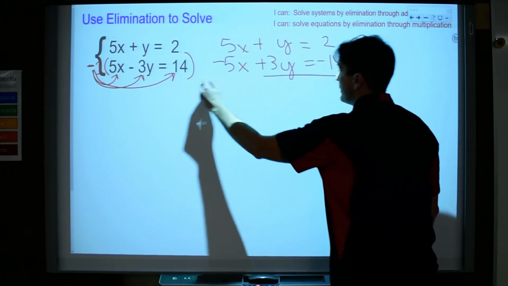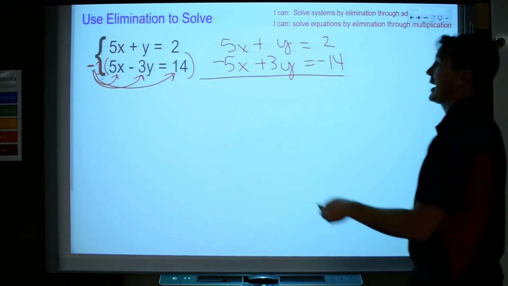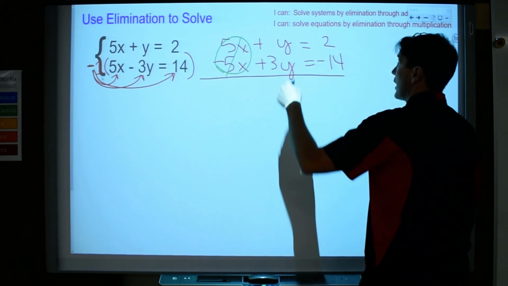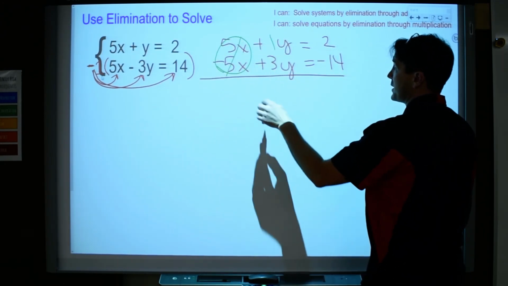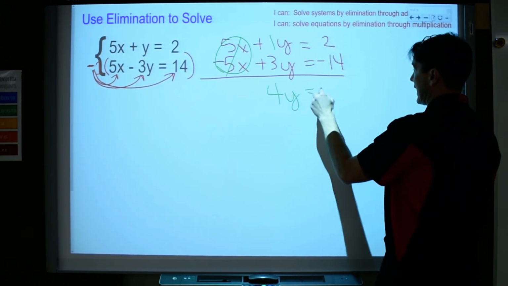And now I need to eliminate. So now that I've multiplied through by negative 1, I can eliminate. And I'm going to do that by adding 5x minus 5x. Hey, look at that. It eliminated. So I don't need to write it. 1y plus 3y is 4y. And 2 minus 14 is negative 12.